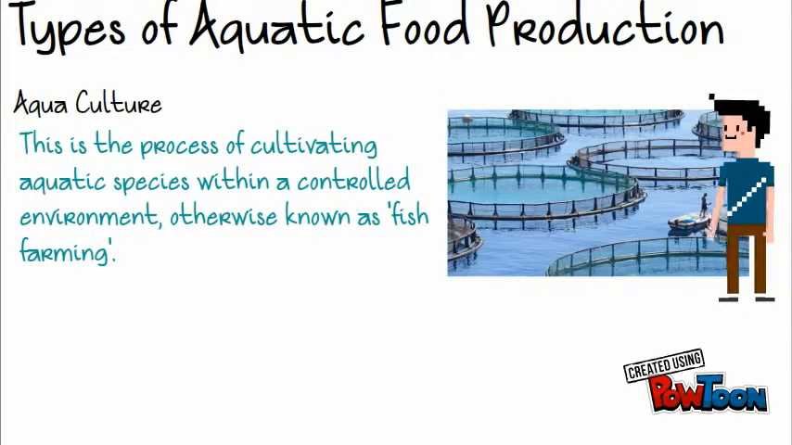Aquaculture, in contrast, is the process of cultivating aquatic species within a controlled environment, otherwise known as fish farming. Usually, preservatives and other additives are added to the water to help the fish breathe better and have a cleaner environment.